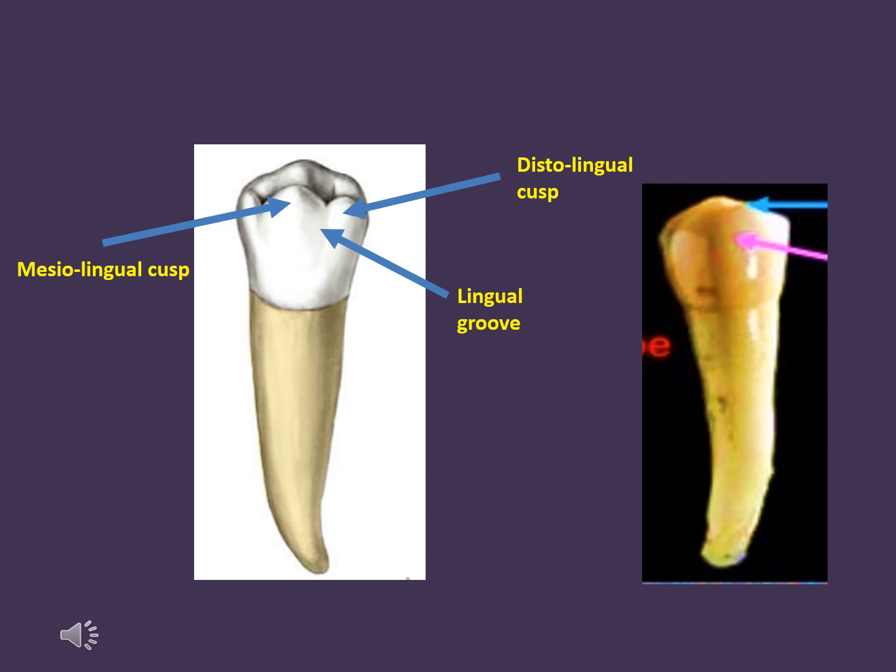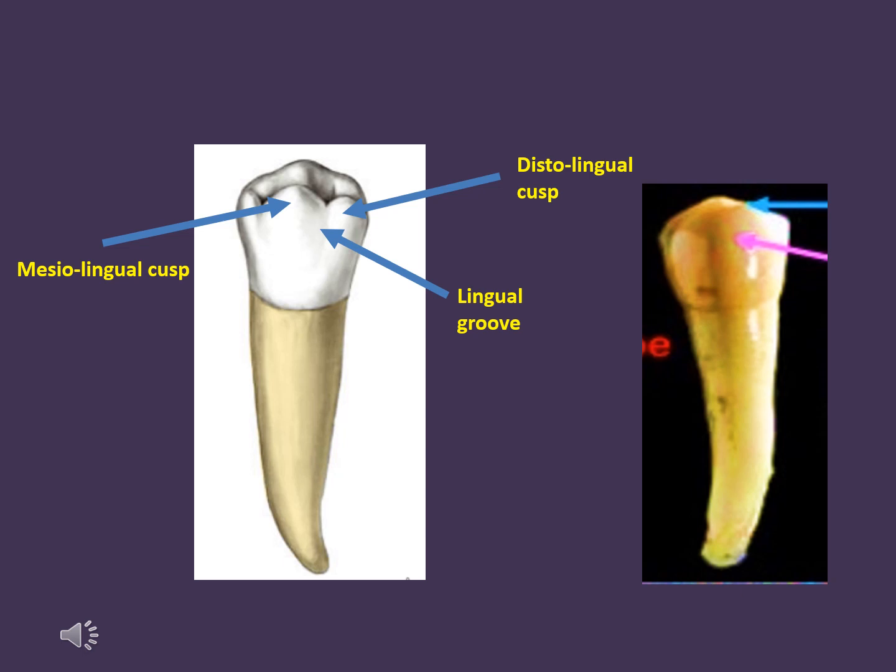In the two cusp pattern, only one lingual cusp is seen, the cusp ridge of which merges with the marginal ridge. In the three cusp pattern, two lingual cusps are seen, which are separated by a groove that extends onto the lingual surface, and that groove is called the lingual groove. It has two cusps, a mesiolingual cusp and a distolingual cusp. Here the mesiolingual cusp is broader compared to the distolingual cusp.